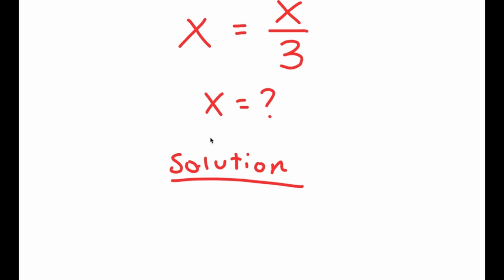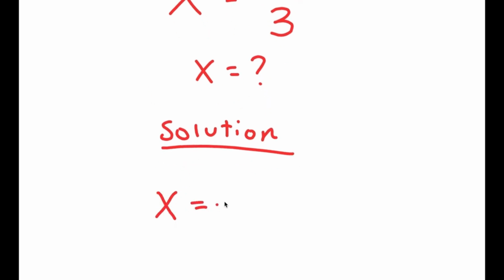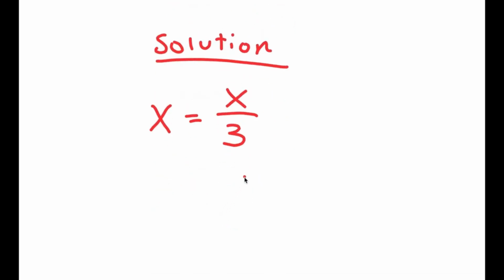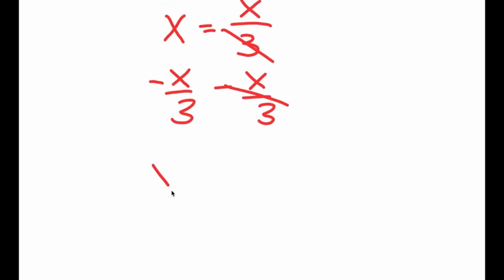So, for my solution, I'm going to first rewrite this problem over here. So I get x is equal to x over 3. And what I'm going to do is subtract x over 3 on both sides. So I get x minus x over 3 is equal to 0.